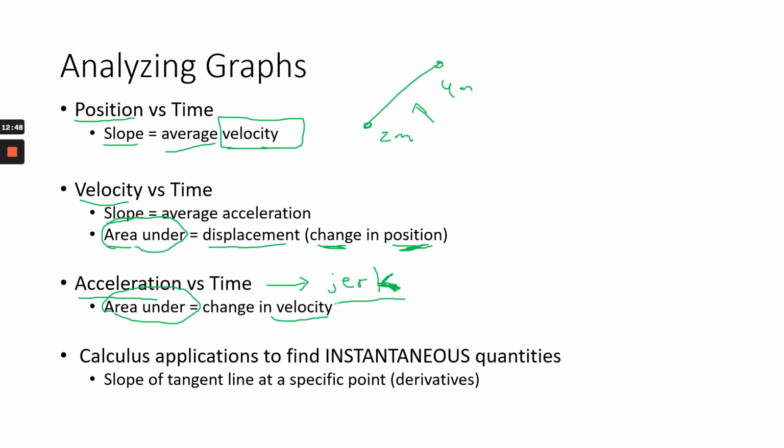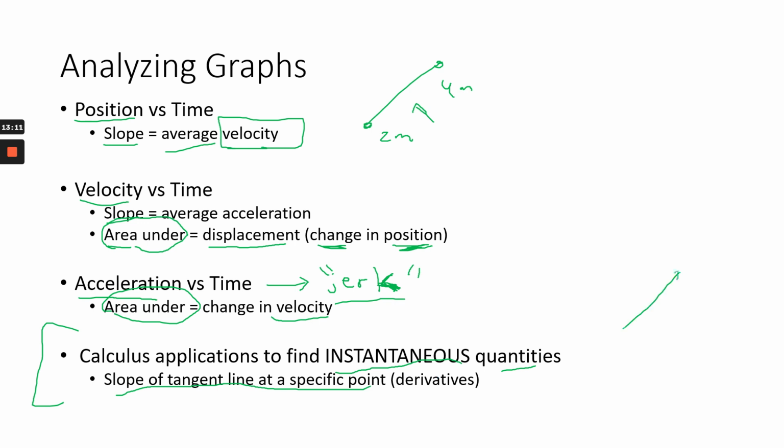Yeah, so the rate of change of acceleration with respect to time is called jerk. And then if any of you are in calculus, there are some applications of calculus to find instantaneous quantities. So there's instantaneous velocity, instantaneous acceleration, and you can find that by using the slope of the tangent line at a specific point.